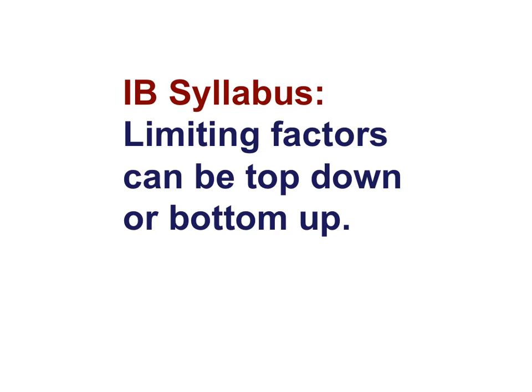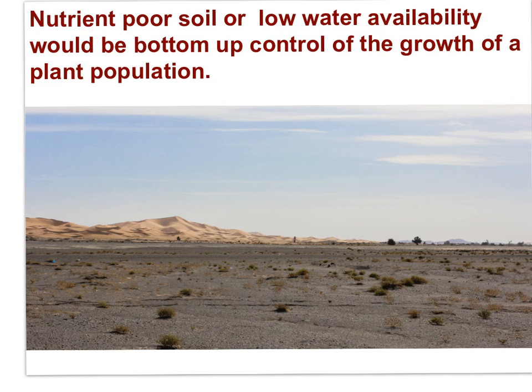While I've mentioned this particular aspect of limiting factors, I've come back to it to strengthen it. Limiting factors can be top-down or bottom-up. Nutrient-poor soil or low water availability would be bottom-up control of the growth of a plant population in the desert.